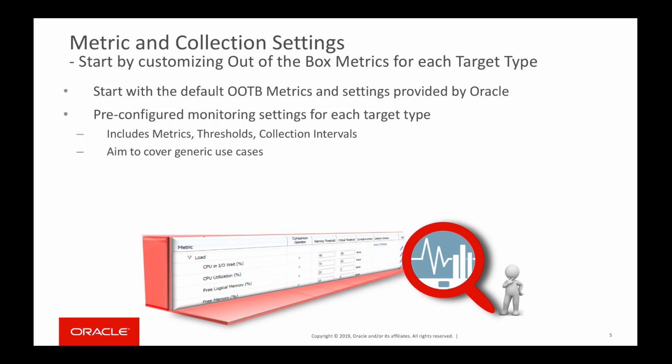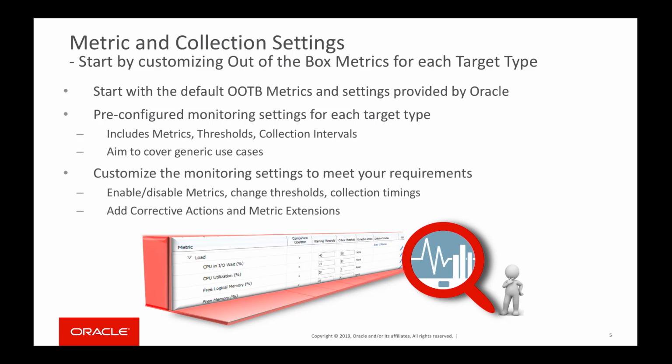So when you install Enterprise Manager the first time and open the metric settings page, you will see some metrics enabled and some already have threshold values set. These are pre-configured by Oracle. On the other hand, the out-of-the-box monitoring settings are aimed to cover generic use cases. So while this is a good place to start, the configurations are very high level. So tuning or customizing the settings is usually required in order to satisfy your corporate standard in most cases.